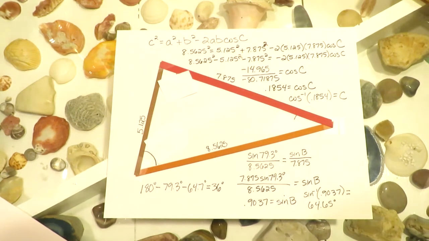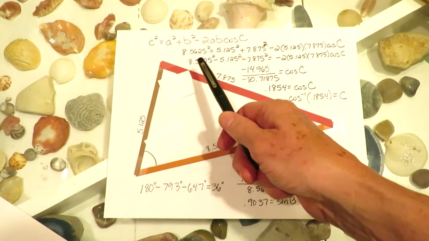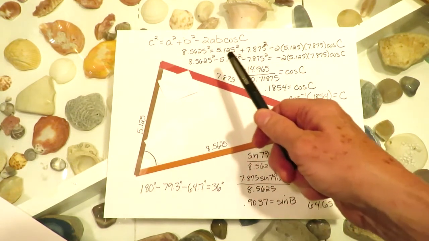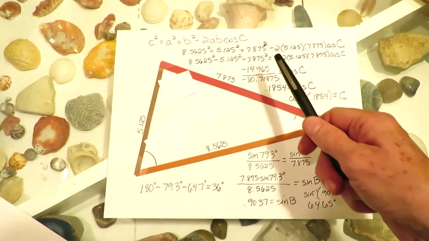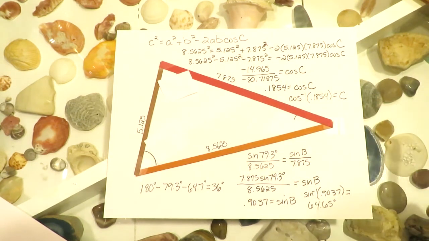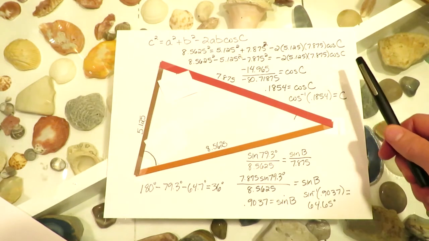When you're doing a law of cosines problem like the one here, you always want to start with the largest side. You could actually accidentally get an incorrect answer farther down the road if you start with one of the shorter sides. So we're going to start with 8.5625 because that's our longest side. I plug that in for C, and then I plug the other two sides in for A and B, and we get this expression. We're trying to solve for angle C.